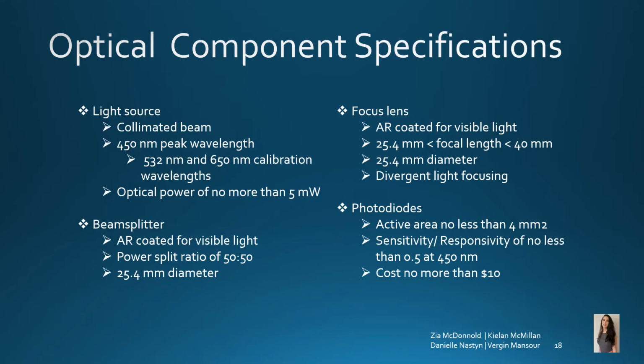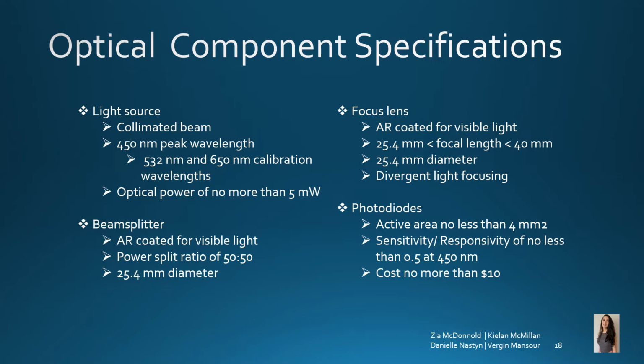Here you can see the specifications for the optical components. For our light source, we have the following: a collimated beam, wavelengths of 450, 532, and 650 nanometers, where the green 532 and the red 650 nanometer wavelengths are common operating wavelengths and will be used for sensitivity calibrations, and the optical power is no greater than 5 milliwatts.